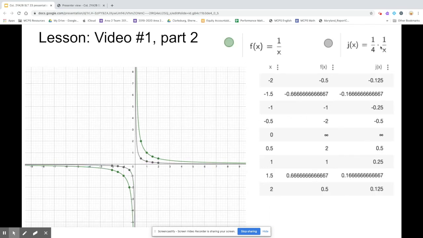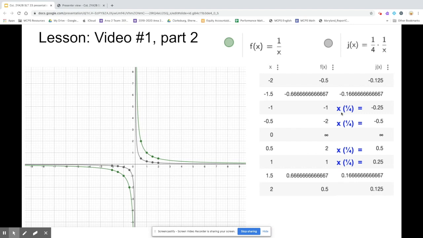And this time I'm going to look at 1/4 times 1 over x. So what happens here? I can see in my graph that instead of the ordered pair 1/2, 2, I now have 1/2, 1/2. Instead of the ordered pair 1, 1, I now have 1, 1/4. Does that correspond to my information here?